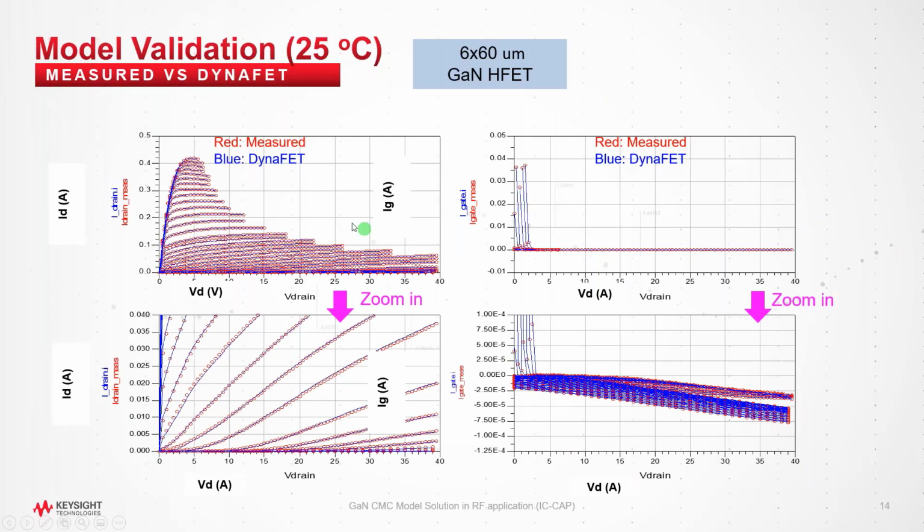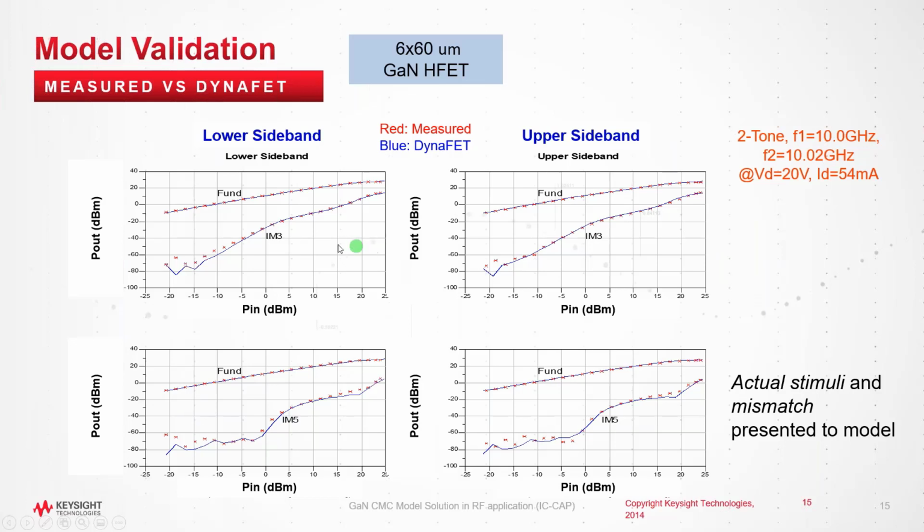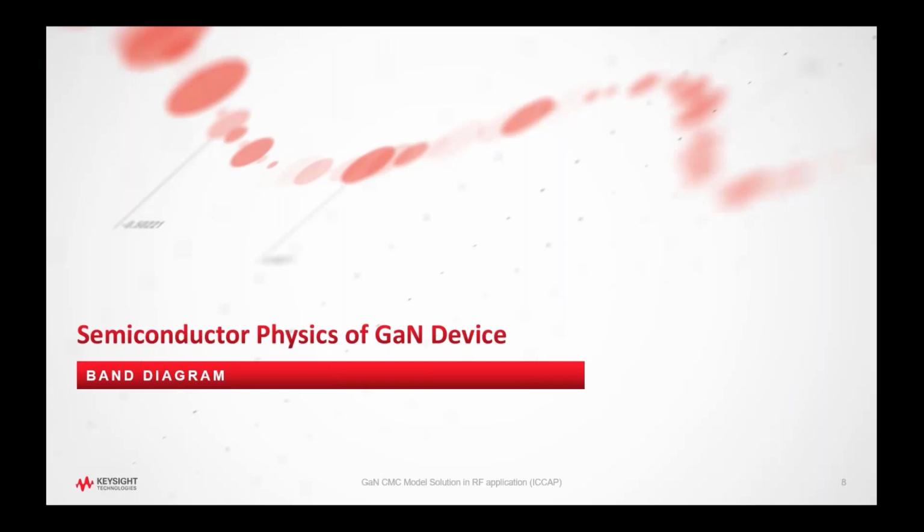But once you do that, you can get IDVD fits that are amazing. These are zoomed in plots, just very tight, measured versus simulated. And the large signal, even up to the third harmonic, power out, very tight correlation. So that's all I have. I'm going to hand it over to Abby. Thanks, Abby.